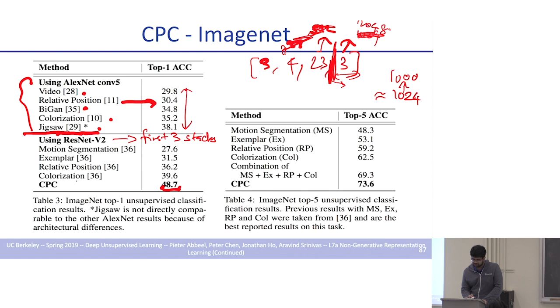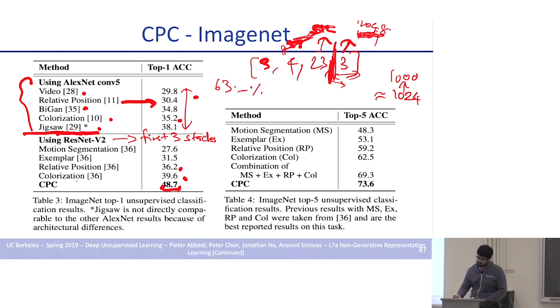So what is colorization here? Same colorization, but redone with ResNet. And you can already see some improvements. Say, previous colorization was 35, it went to 39 just by using a larger model. And all the other things too. Relative position was 36. Earlier it was 30. So you just had a 5 to 6% gain just by using a larger model. And CPC gets close to 49%. It's still far away. So AlexNet supervised is 63 point something. So that's still a sizable gap from unsupervised to supervised. But it's going to be minimized in the future just by training larger models.